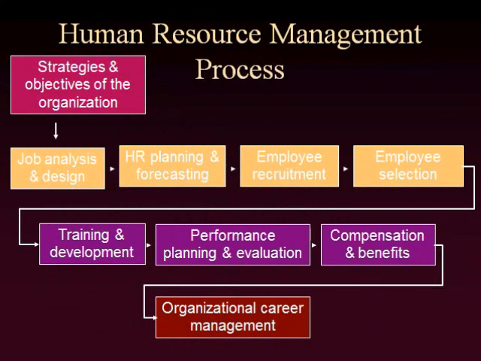Shown here is the human resource management process, and I'll go into detail on each of these in the slides that follow. The process starts with determining the strategies and objectives of the organization, then the job analysis and design, human resource planning and forecasting, employee recruitment, followed by employee selection. Then there's job training and development, performance planning and evaluation, followed by compensation and benefits for the employee, and finally organizational career management.